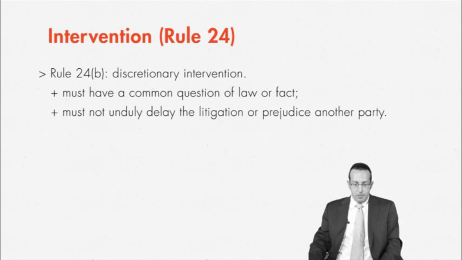Rule 24(b) allows for discretionary intervention for people who have a claim or defense that shares common questions of law or fact, if allowing the intervention will not unduly delay the litigation or prejudice the original parties. Again, the standard is a common question of law or fact. If you have that, even if you don't meet the 3-part test that we had for 24(a), you can get in, but it's discretionary. And the big question we're going to be looking at is whether the intervention will unduly delay the litigation or prejudice another party.